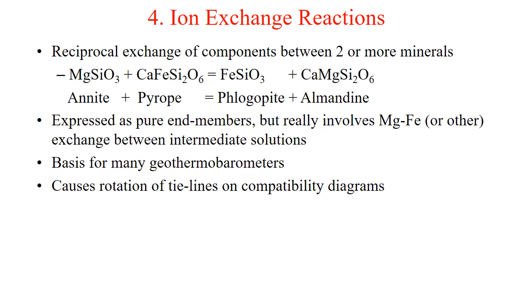Ion exchange reactions involve the reciprocal exchange of components between two or more minerals. While this can occur with either anions or cations, petrologists have concentrated on cation exchange, and therefore that will be our focus. An example of an exchange reaction is annite plus pyrope equaling phlogopite plus almandine, where iron and magnesium exchange occurs between the garnet, the pyrope and almandine, and the biotite, annite and phlogopite.